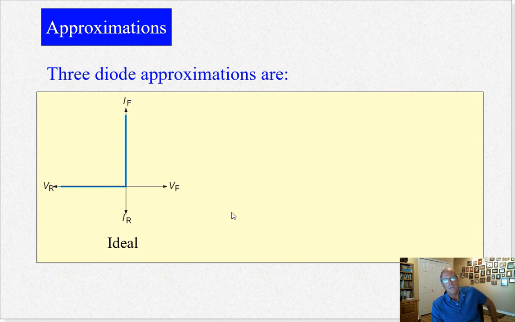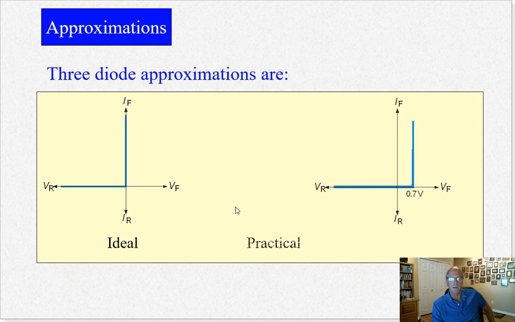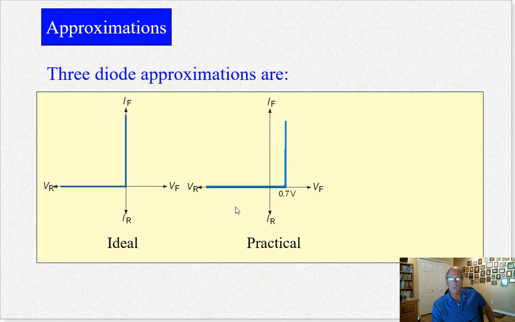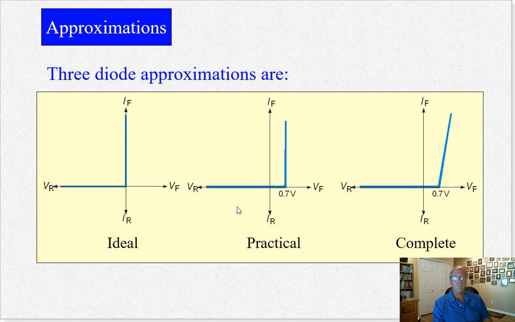Okay, there's three diode approximations. One is ideal, one is practical, and one is complete. I think I've got all of those. Yeah, there's the practical and there's the complete.